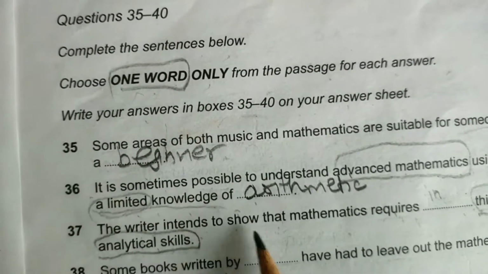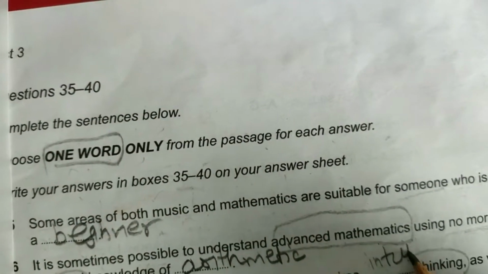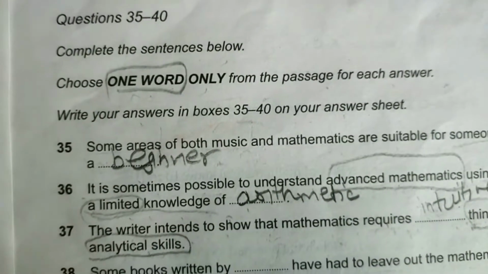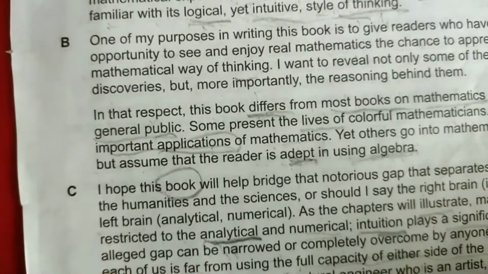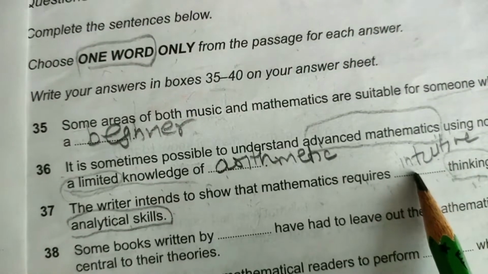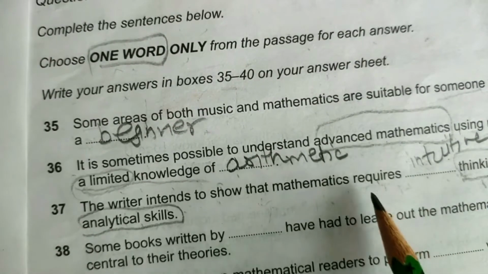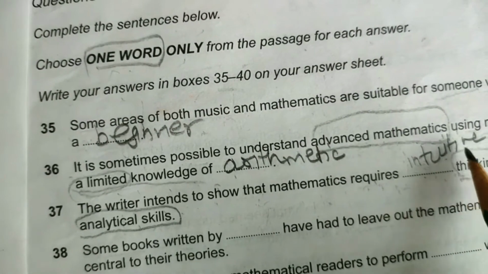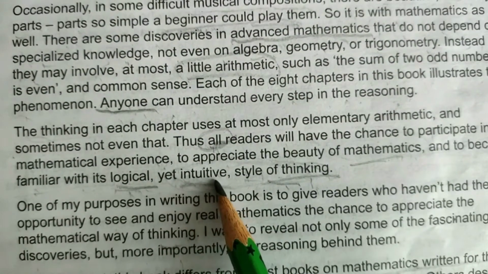The writer intends to show that mathematics requires intuitive thinking as well as analytical skills. See, you just put this in the paragraph C, we got the answer here. Intuition plays a significant role. Okay, but if I apply intuition thinking here, it is not perfectly matching the word. Requires intuition thinking is not correct actually. Intuitive thinking requires intuitive thinking should be here. So they have given the answer here in the paragraph A.